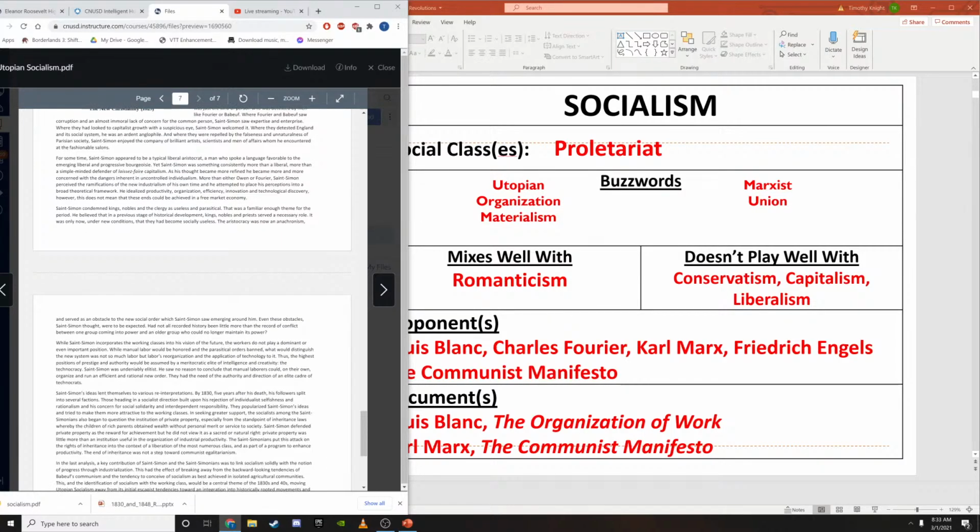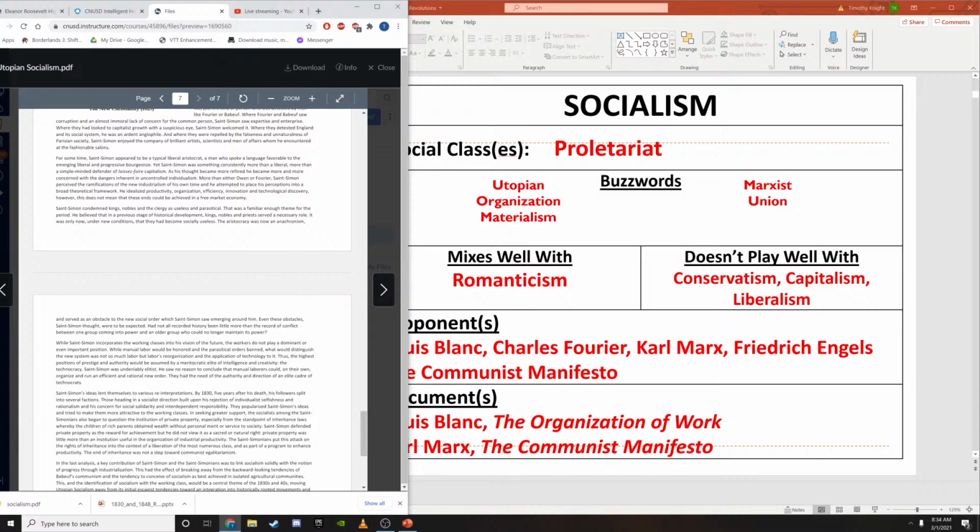While Saint-Simon incorporates the working classes into his vision of the future, the workers do not play a dominant or even important position, which differentiates his work from Karl Marx. While manual labor would be honored and the parasitical orders banned, what would distinguish the new system was not so much labor, but labor's reorganization and the application of technology to it.